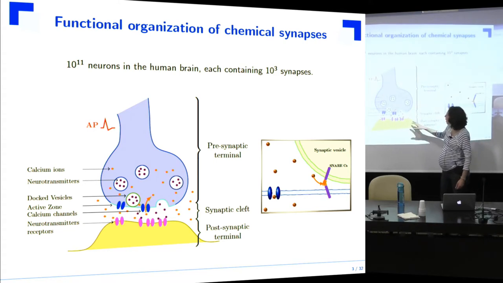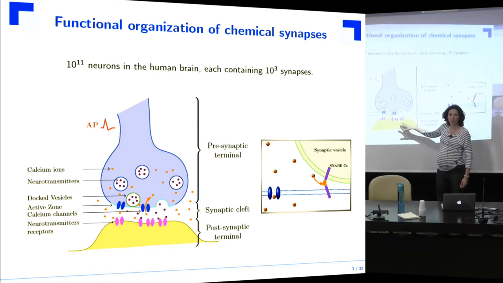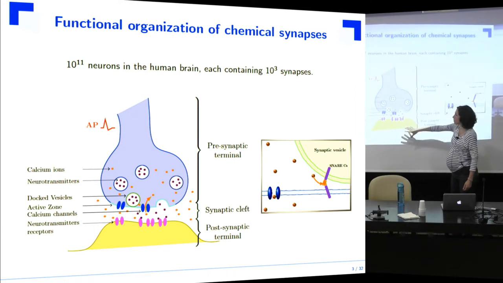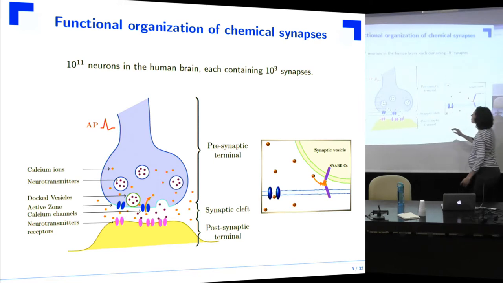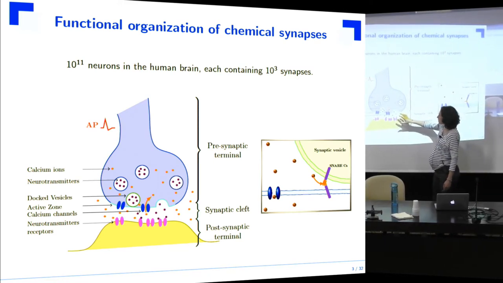And if those neurotransmitters can find the specific receptors on the postsynaptic part, then you can trigger a mechanical cascade, and maybe something's going to happen in the postsynaptic neuron. So this is a pretty complex pathway to activate the presynaptic part.